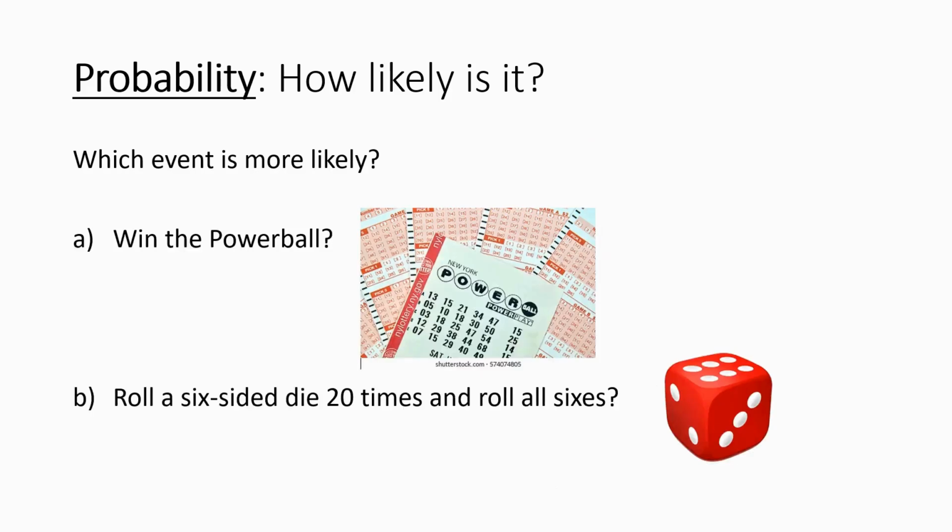Now let's consider another scenario. Which of these events is more likely? Winning the Powerball jackpot or rolling a die 20 times and landing on 6 every single time? Both sound nearly impossible, but which one is actually more probable? Take a moment and think about it for 3, 2, 1.